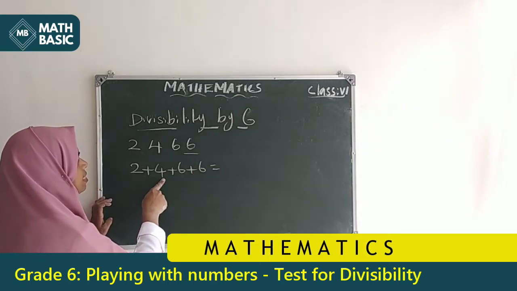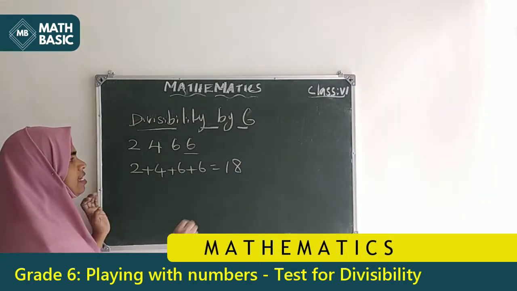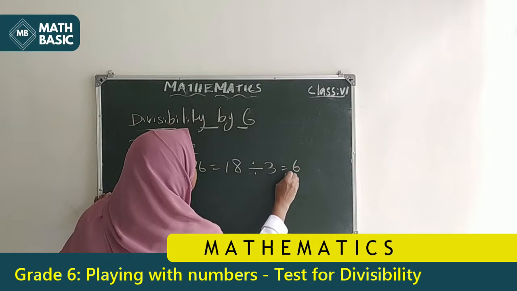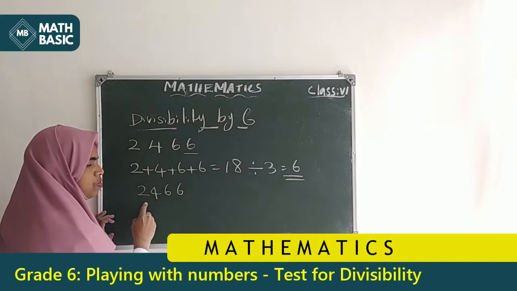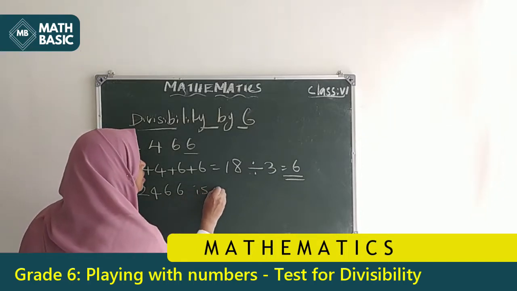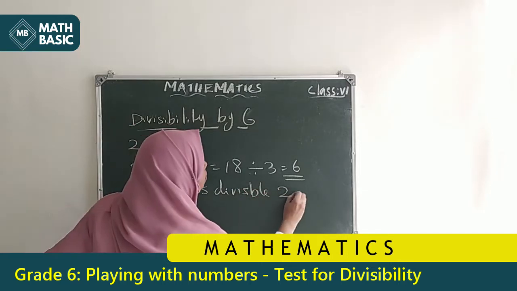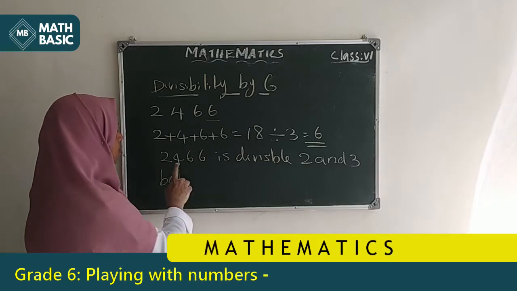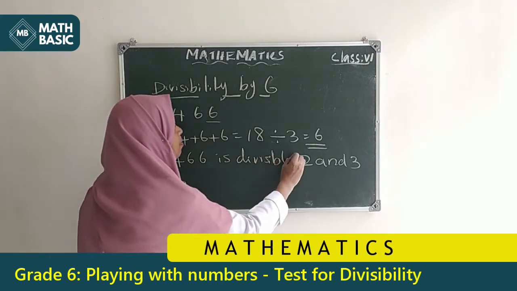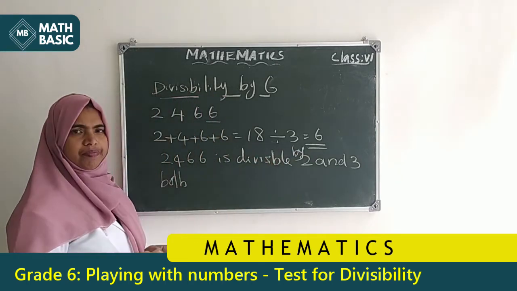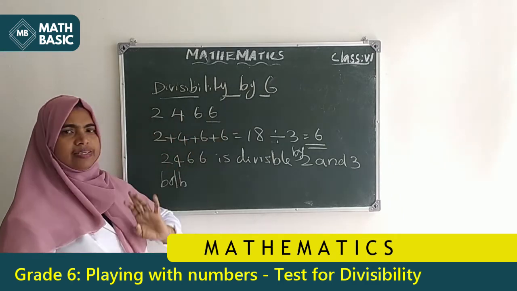2 plus 4 is 6. 6 plus 6 is 12. 12 plus 6 is 18. 18 divided by 3 is 6. So we can say that 2466 is divisible by both 2 and 3. So 2466 is divisible by 6.